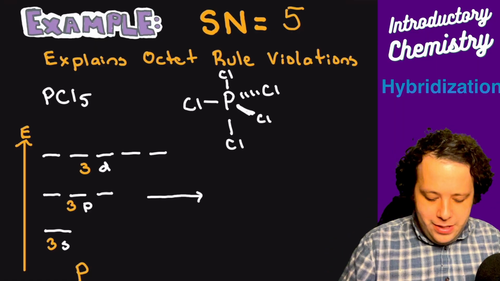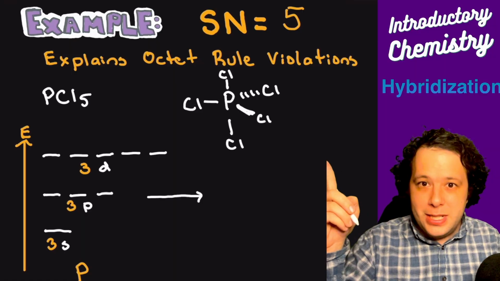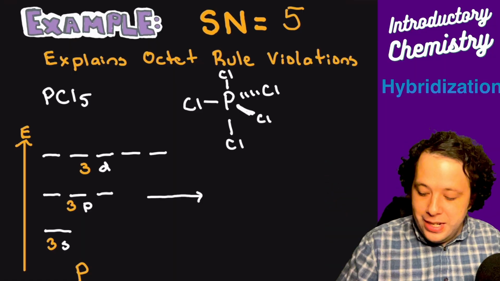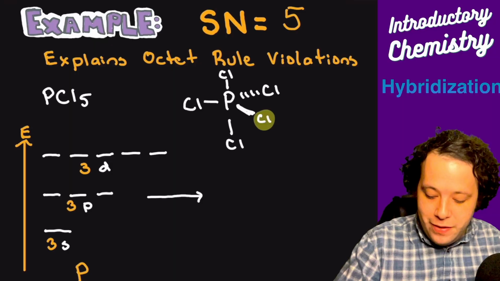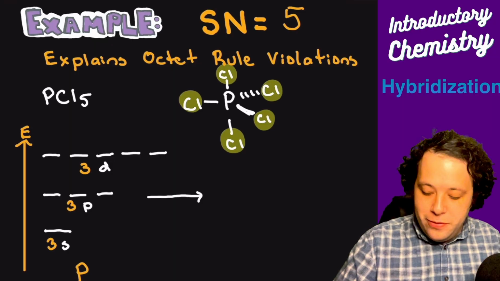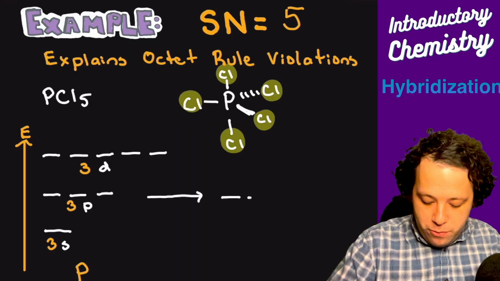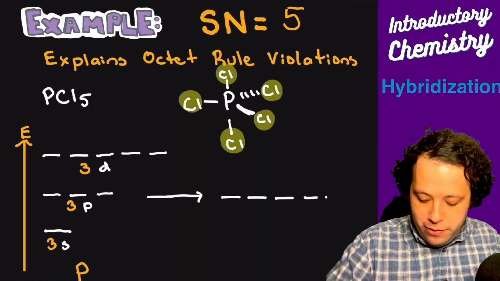So what can happen if we were to look at PCl5? I've got the VSEPR structure written there. You can see it has a steric number of 5. So we've got all these groups, and that means I need 5 hybrid orbitals. I'm going to have 1, 2, 3, 4, 5.